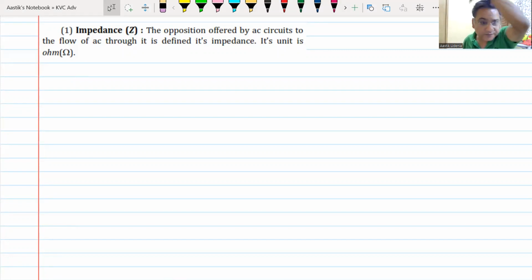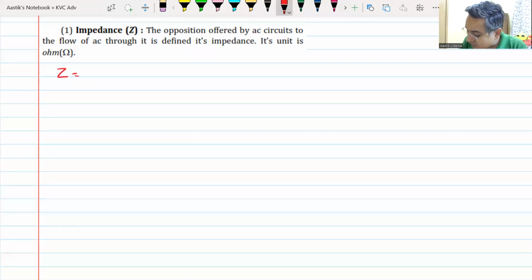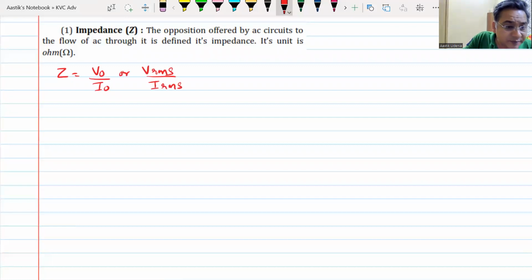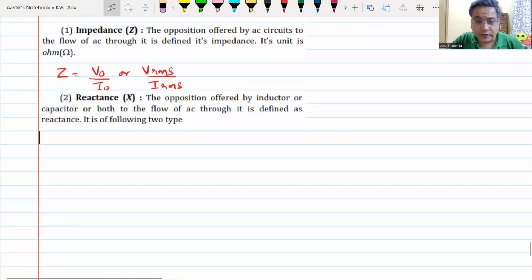First, listen to me and I'll give you the time to write it. Now, this impedance is written by the letter Z. You can always find this impedance by V naught divided by I naught, which will be same as V RMS divided by I RMS. Do we understand this? Yes, sir. Now, this impedance, remember, is similar to resistance. Resistance is offered by a resistor. Impedance is offered by the complete circuit to the flow of AC current.